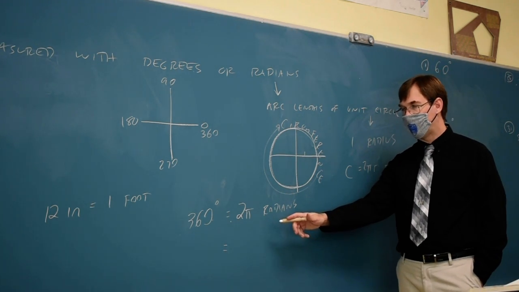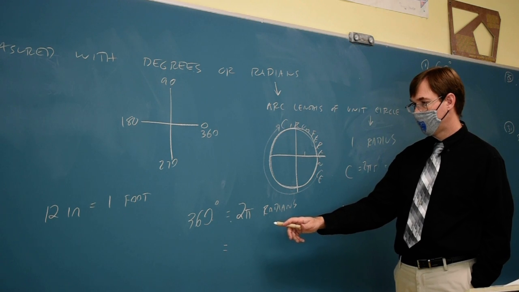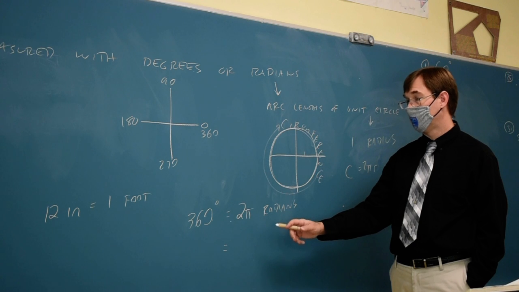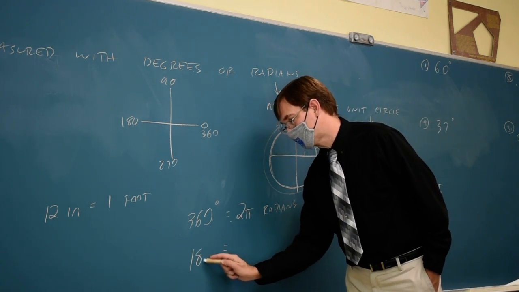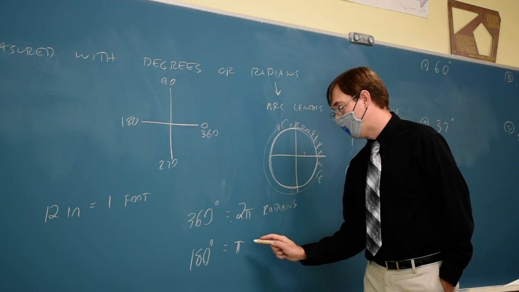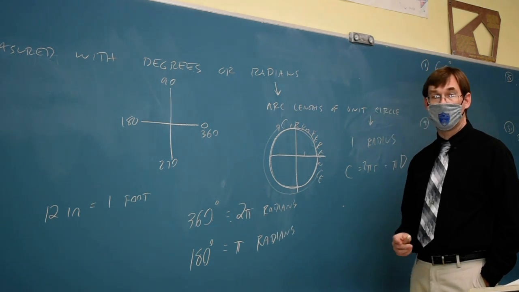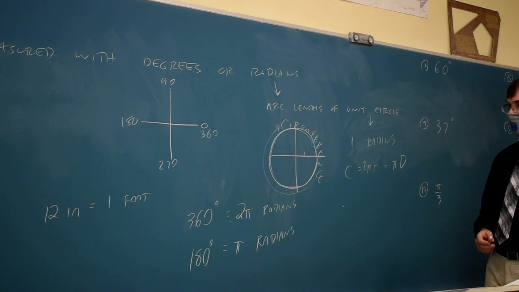can anybody simplify that fact slightly? 360 degrees makes 2 pi. 180 equals pi. 180 degrees would make 1 pi radians. And that's going to be a little bit simpler for us to probably use to do our conversions.